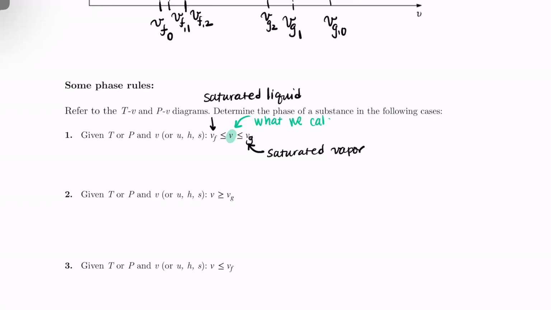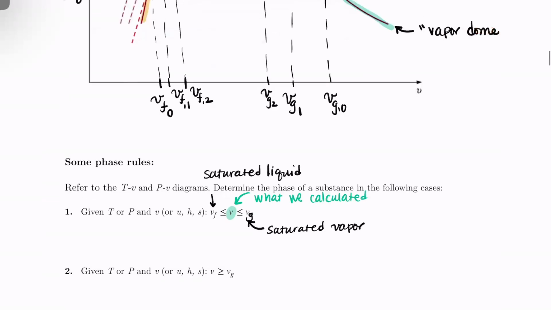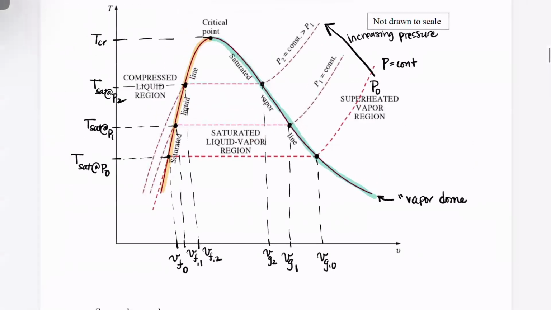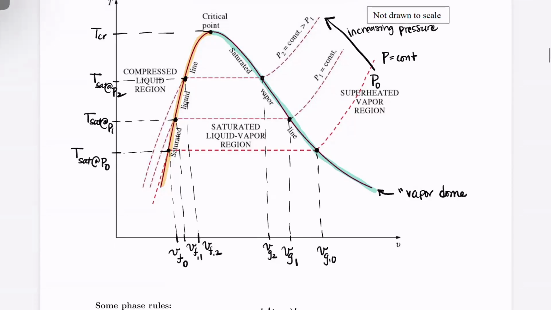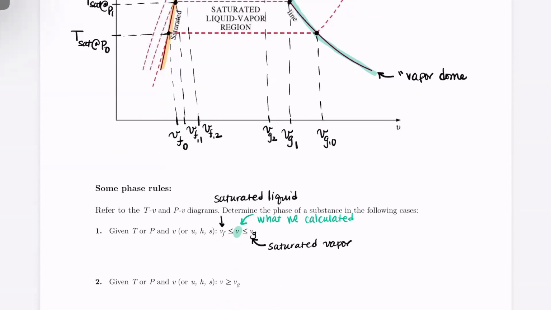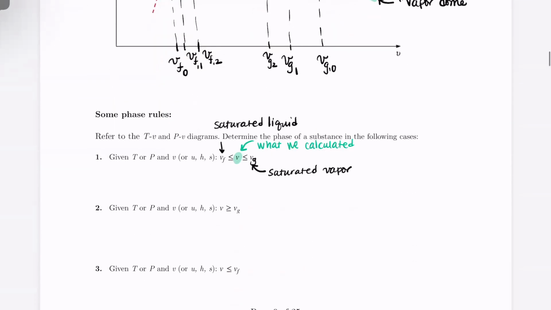What state would that be? Where are we on a TV diagram? Yeah, we're under the dome. So that means that we have a saturated liquid vapor mixture, right? Does that make sense for everybody? So this is a saturated liquid vapor mixture.